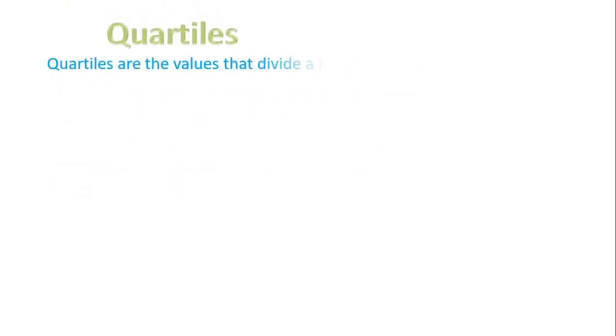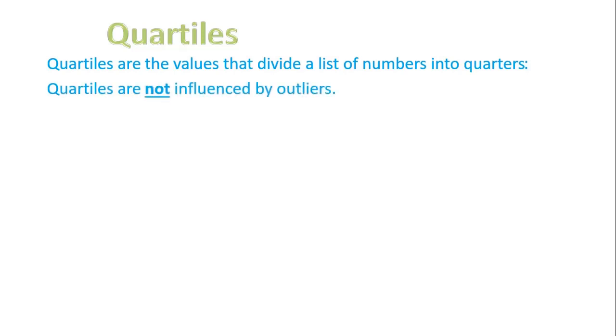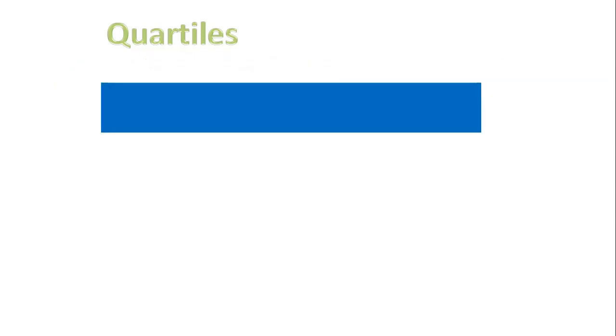So on to quartiles. A few things about quartiles. Quartiles are values that divide the list into quarters. Very important, they are not influenced by outliers. So quartiles divide the data into 4 parts, or quarters, and they're not influenced by outliers. Let's look at it visually and see what we're talking about. We have a blue rectangle, and that blue rectangle represents all the numbers or all the data in our list, whether it's a list of scores for a test, whatever it is.